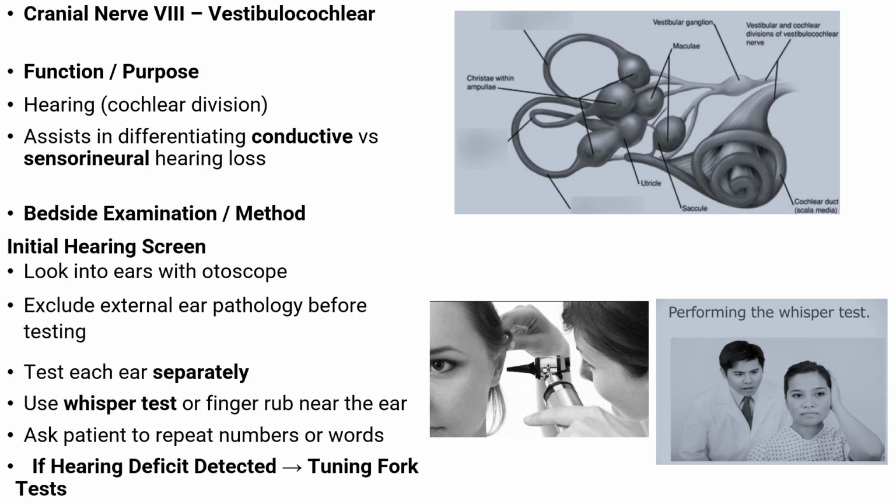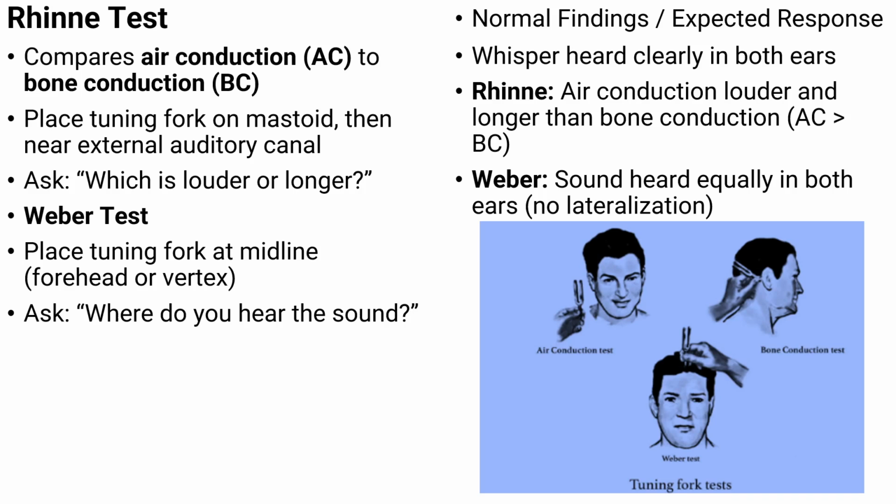Start with the Rinne test to compare air conduction and bone conduction. Place the vibrating tuning fork on the mastoid process and then position it just outside the external auditory canal, asking the patient which sound is louder or lasts longer. This comparison provides key information about how sound is being transmitted.